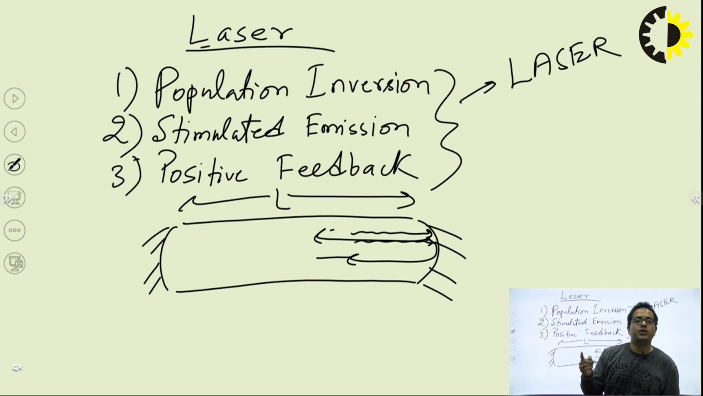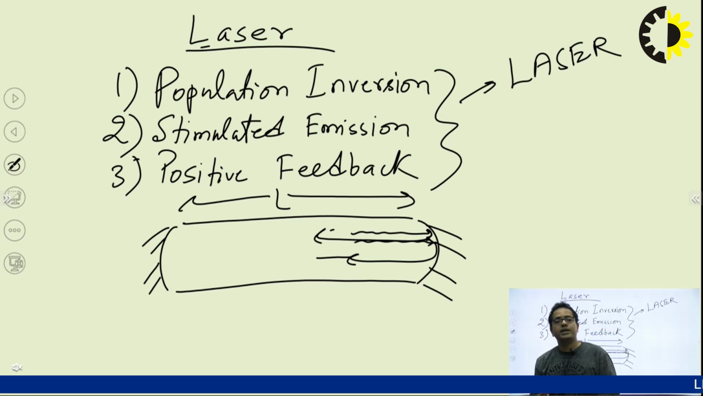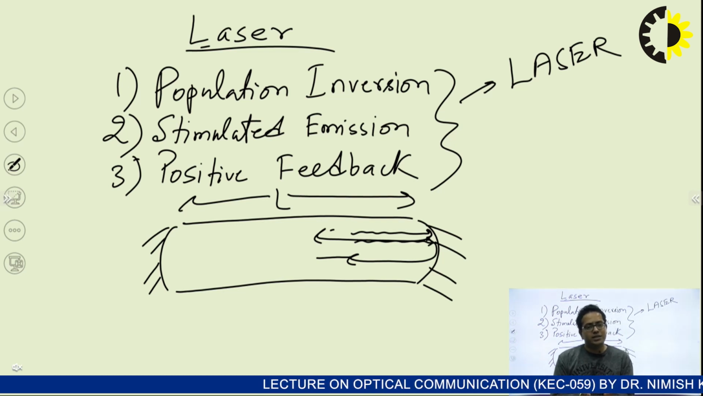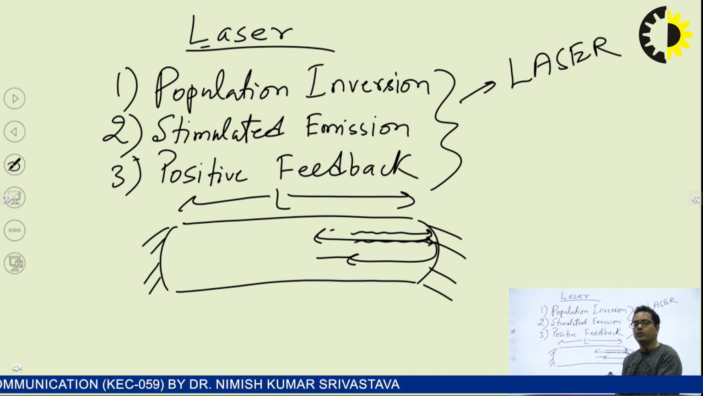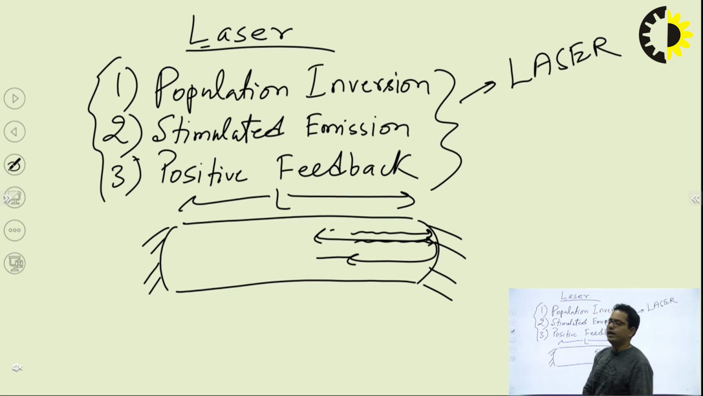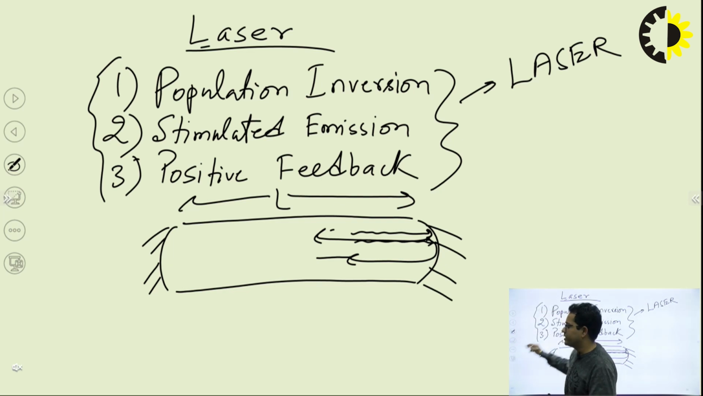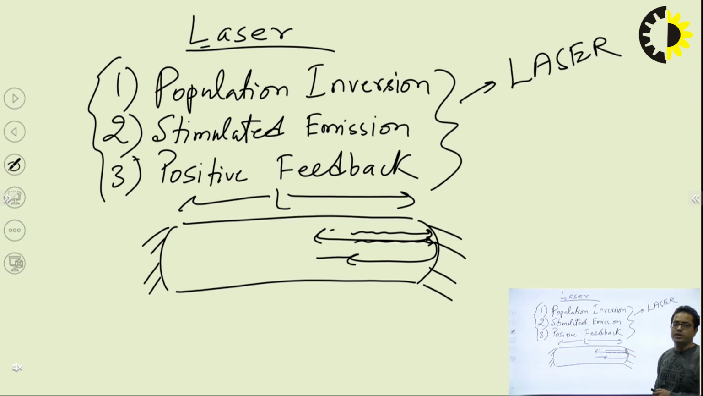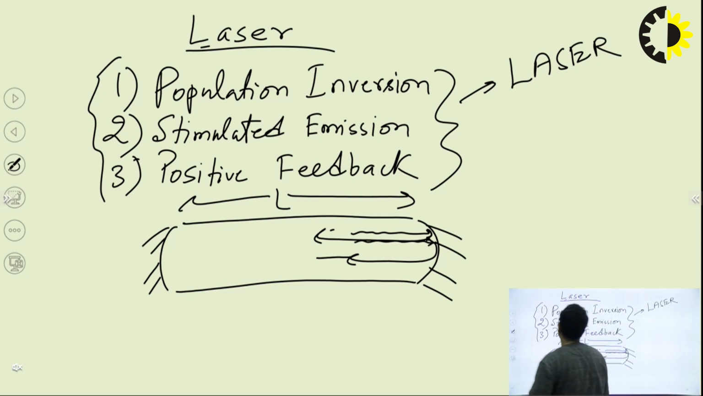This positive feedback increases the number of photons emitted. Once we have increased the number of photons emitted, it means that we are increasing the optical power which can be emitted from the laser. That means it is going to be highly directional and highly coherent. So these are the three processes one has to remember in order to move into the details of the laser. First is population inversion, second is stimulated emission, and the last is positive feedback. All these phenomena one has to remember in order to study the laser.